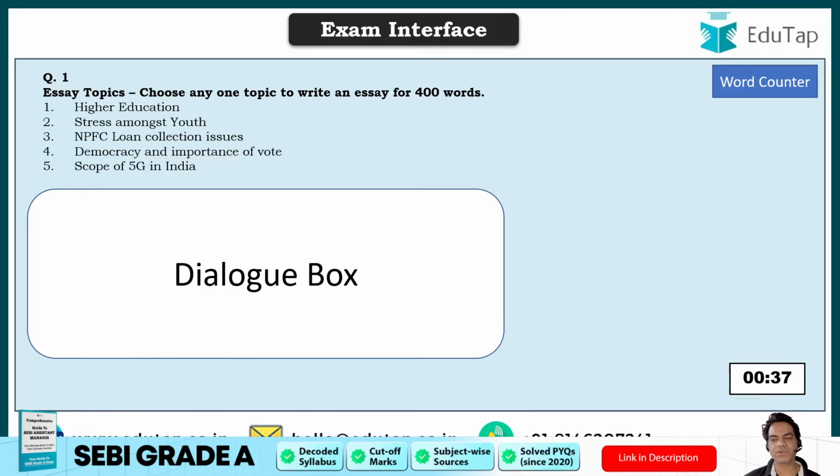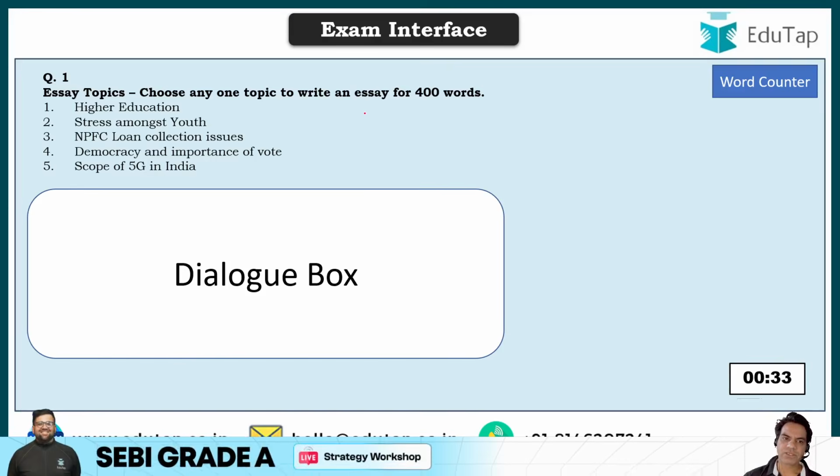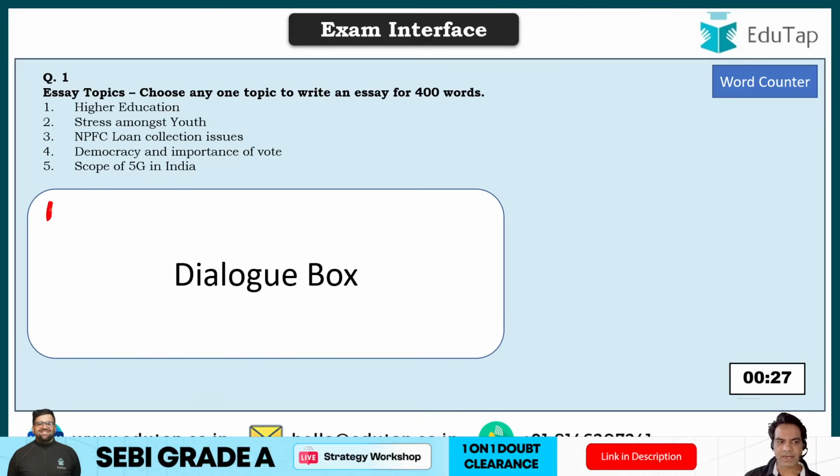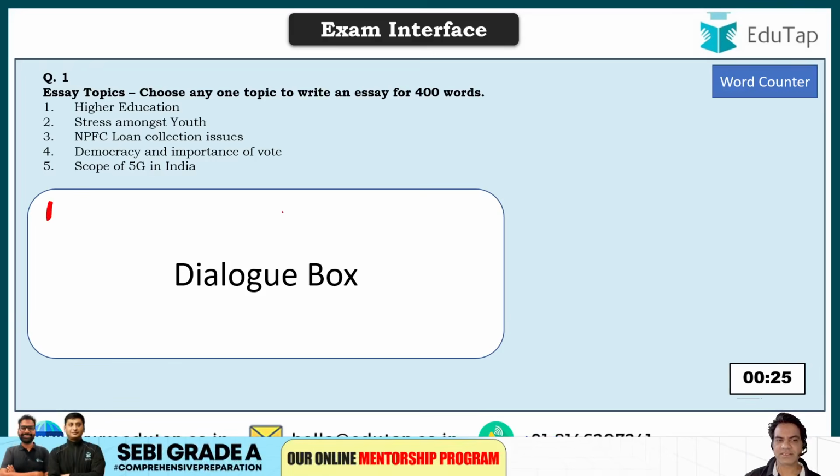Now guys, let me show you the exam interface. This is what your exam interface will look like. Your question will be given to you on the top. Under that there will be a dialog box. There will be a cursor in the dialog box, and you will start writing straight away from here.